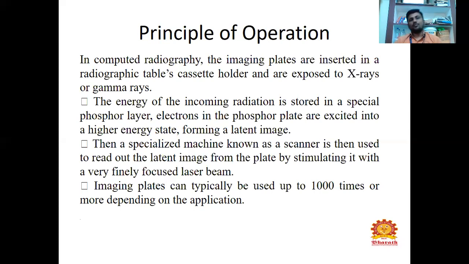The principle of operation of radiography, computed radiography. In computed radiography, the image plates are inserted in a radiographic table cassette holder and are exposed to X-rays or gamma rays. The energy of the incoming radiation is stored in a special phosphor layer. Electrons in the phosphor plate are excited into the higher energy state, forming a latent image.